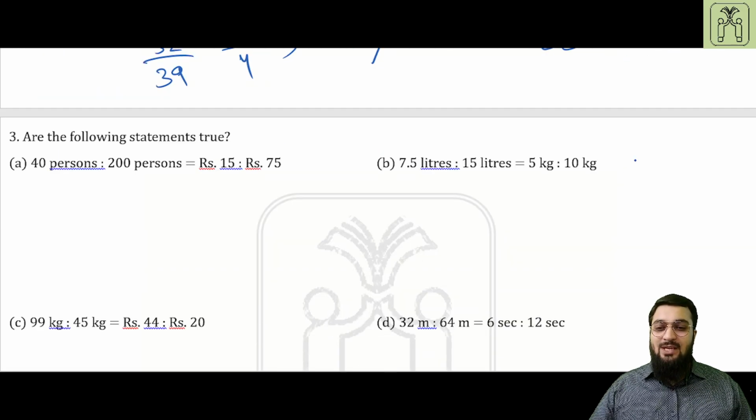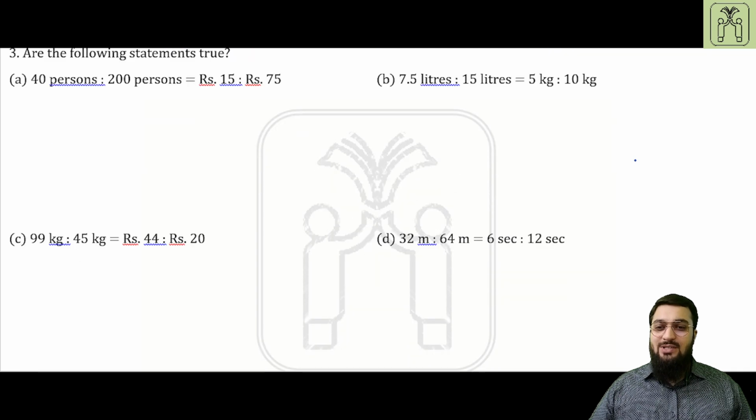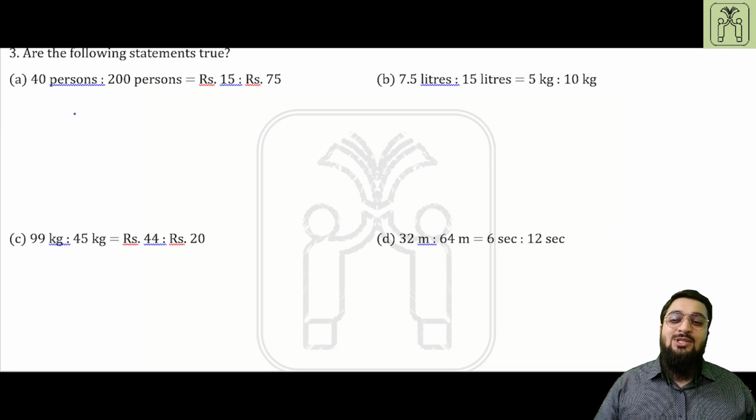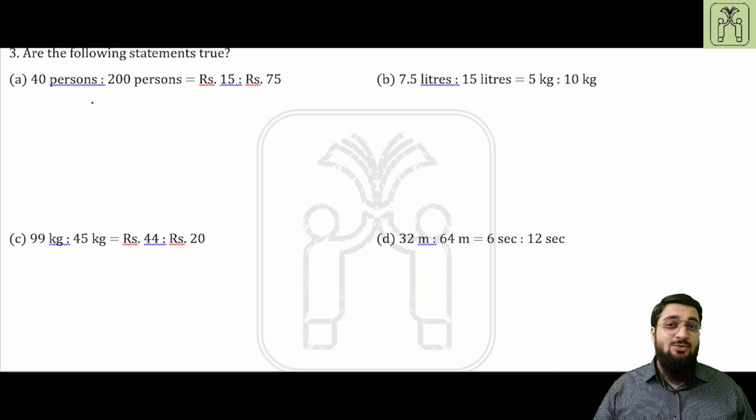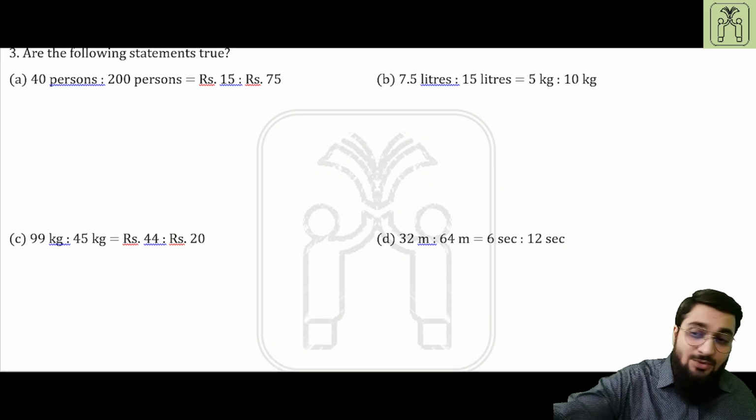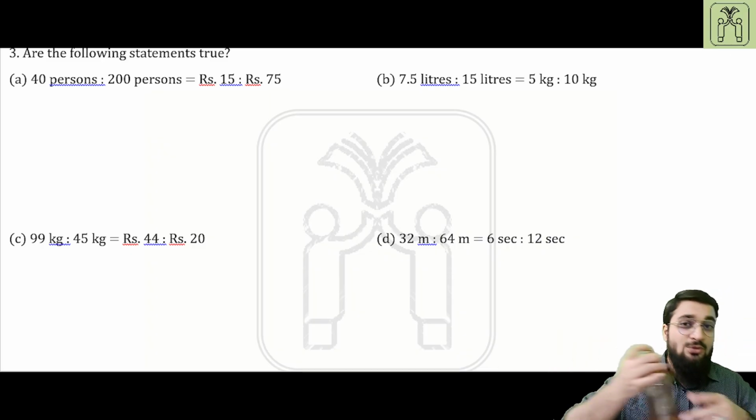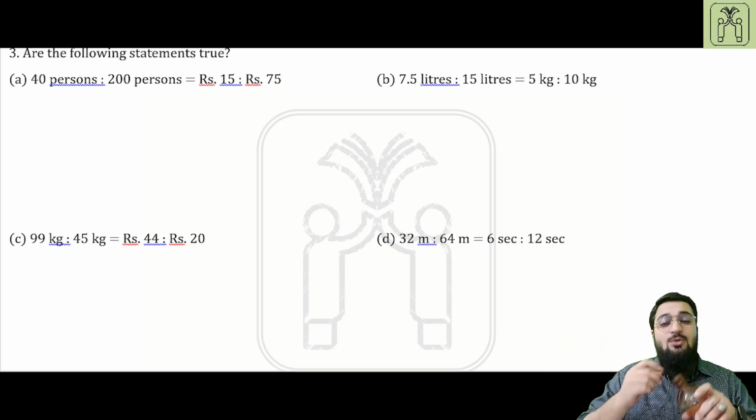Coming to the next question. Are the following statements true? 40 persons, 200 persons, 15 rupees and 75 rupees. I gave you a homework in the previous video in which we had two different types of units, the length and the time, and we had to compare the proportion. So fortunately in that question we did not have the ratios equal to each other and they were not in proportion.